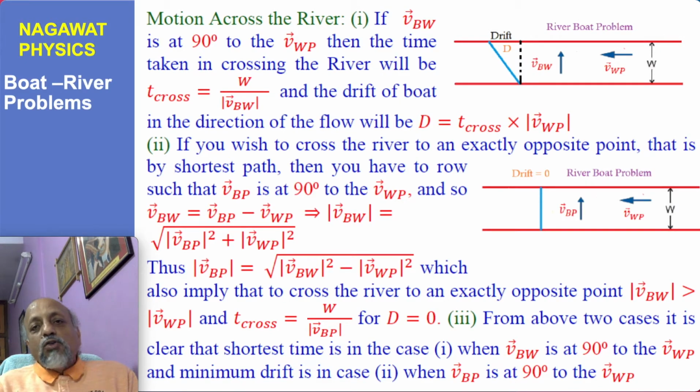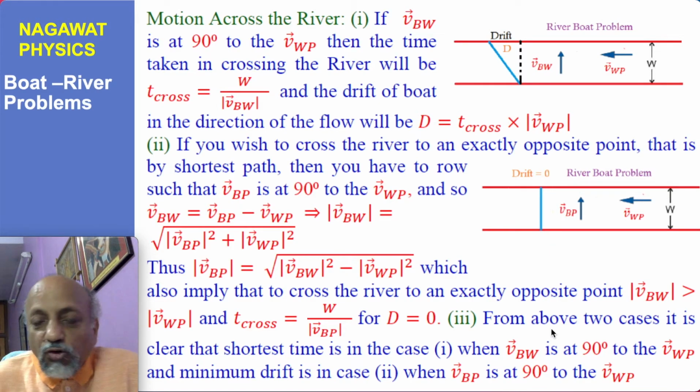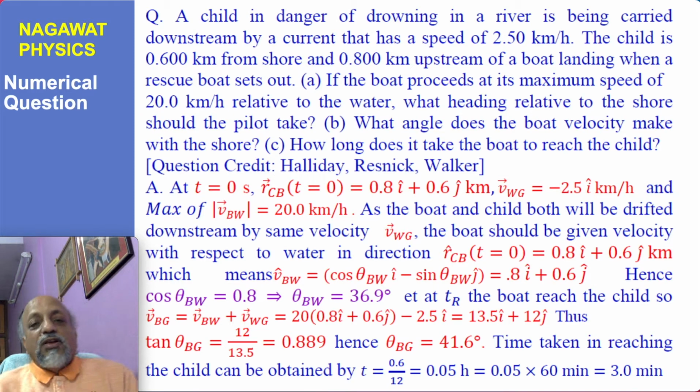But if you want to have a zero drift and reach directly a point which is exactly opposite to the point of start, then you have to row the boat at a particular angle, and that is described here by this mathematical relationship. But you row it in such a manner that VBP is along this direction, perpendicular to the shore. Questions can be considered for such cases, and I give you one example.